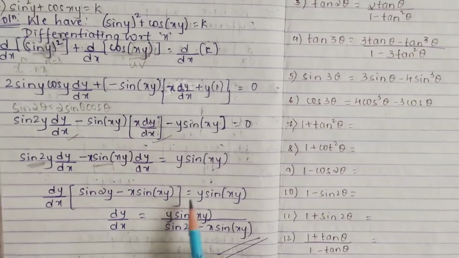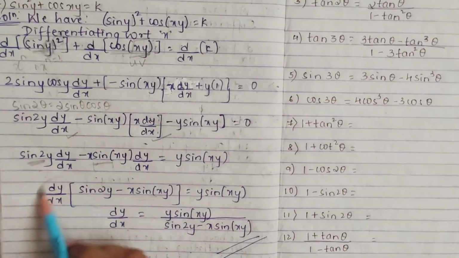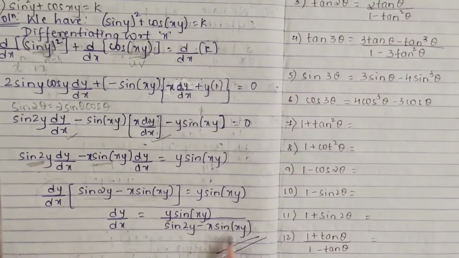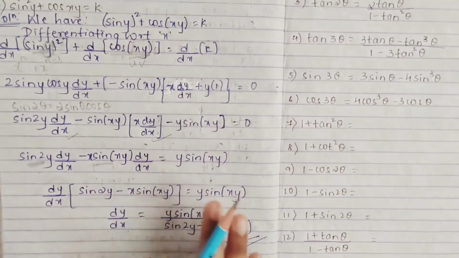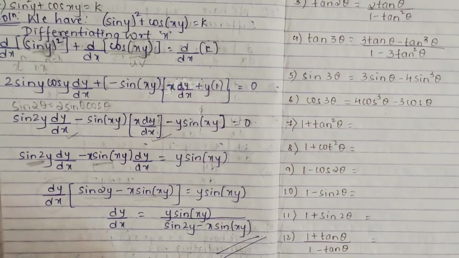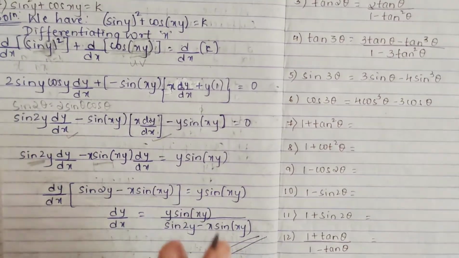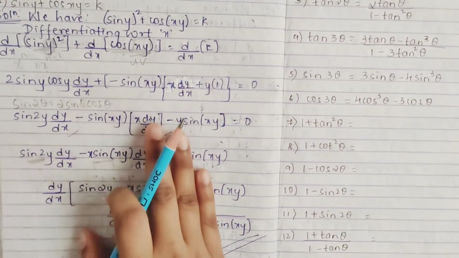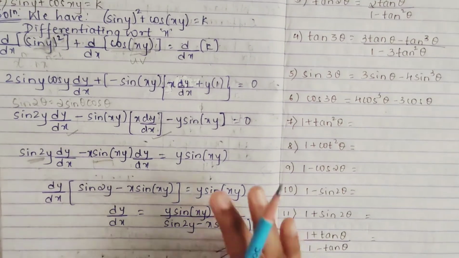You have this equal to y sine xy. I have to find dy by dx, so dy by dx will be y sine xy whole divided by sine 2y minus x sine xy. So this is your answer. Please go carefully, go thoroughly, and then solve it peacefully. Understand first differentiation, understand when you have to use your product rule, your quotient rule, and solve it.